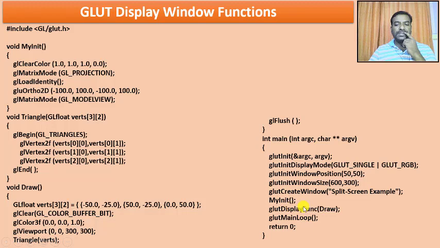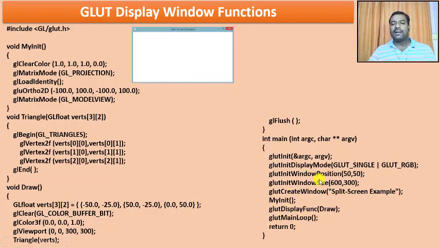So in the main function, if I want to put any picture definition onto my display device, I am going to say glutDisplayFunc. And this is what happens. I am going to create the window as split screen example, and I am going to set the clipping window, whatever I am going to have as gluOrtho2D. This entire thing is going to be -100, 100, -100 and 100.